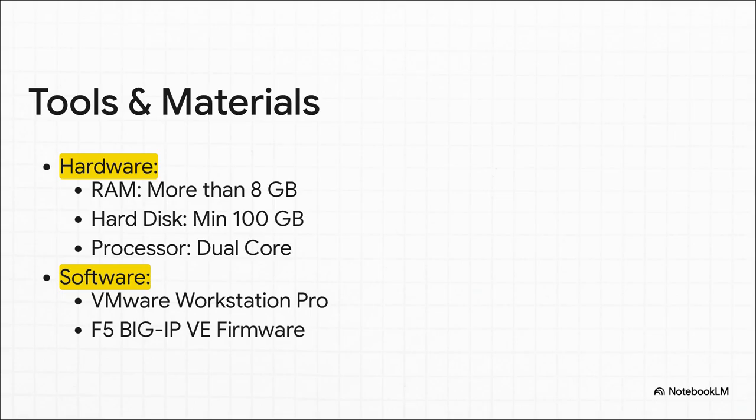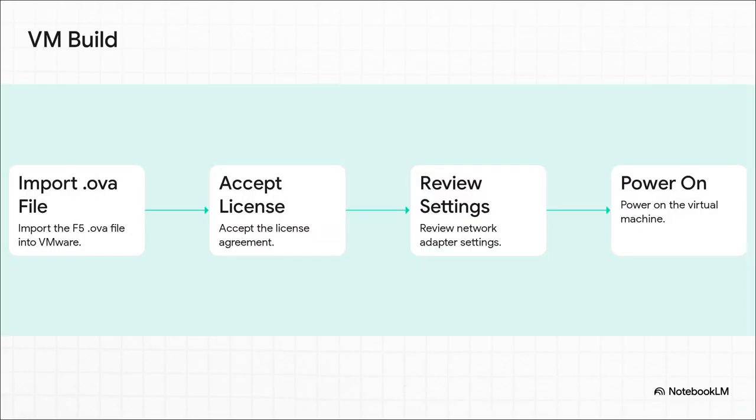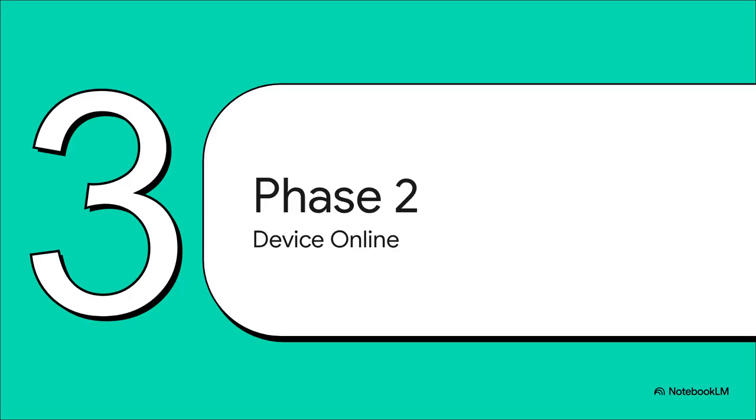You'll need a virtualization tool like VMware Workstation Pro and, of course, the F5 Big IP Virtual Edition firmware itself, which comes in a nice, neat little package called an OVA file. Actually, building the virtual machine itself is surprisingly easy. You're basically just importing that .ova file, and VMware does pretty much all the heavy lifting. You just click through, accept the license, take a quick look at the network settings, and hit that power on button. And here is where it gets really exciting.